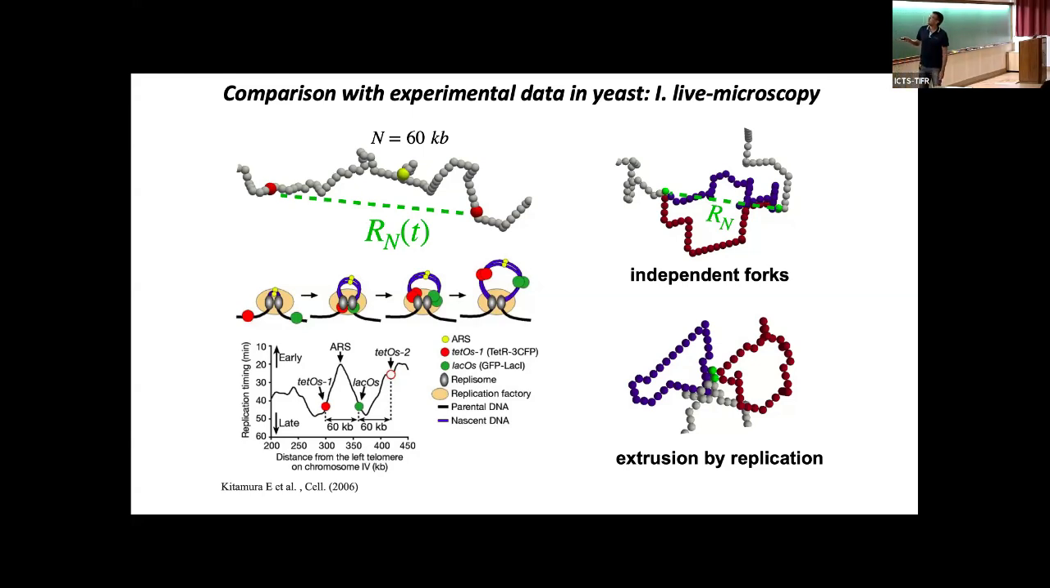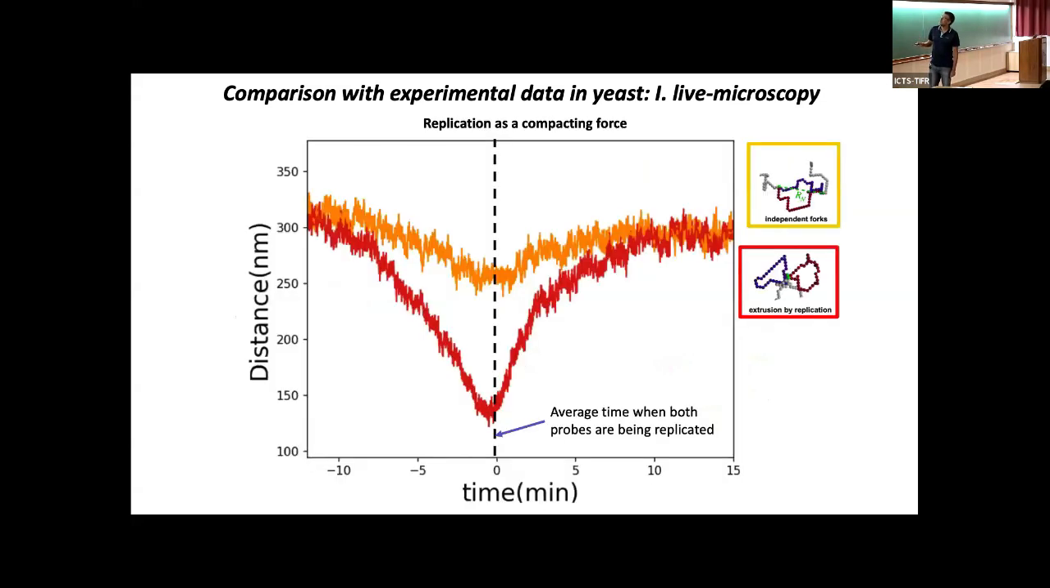And so now what we can do with the simulation is monitor as a function of time the typical distance between these two pairs of loci in one of the two scenarios. So that's the two types of prediction. For example, where the two sister forks move independently from each other, you monitor the change in distance. So basically, before these two loci are replicated, you have a given distance. This distance shortens a little bit and then increases.